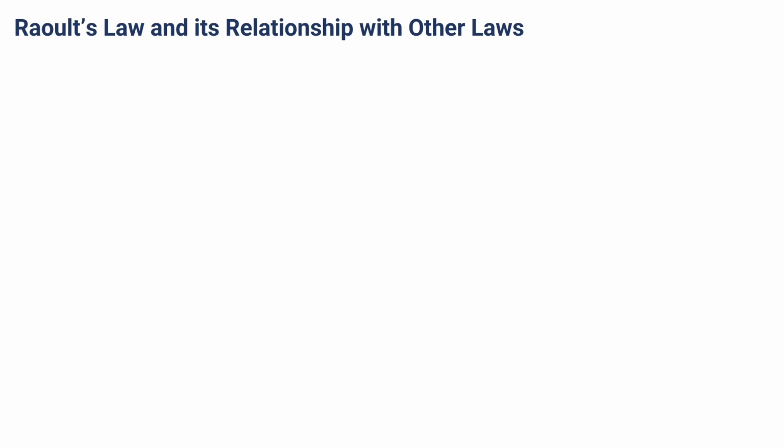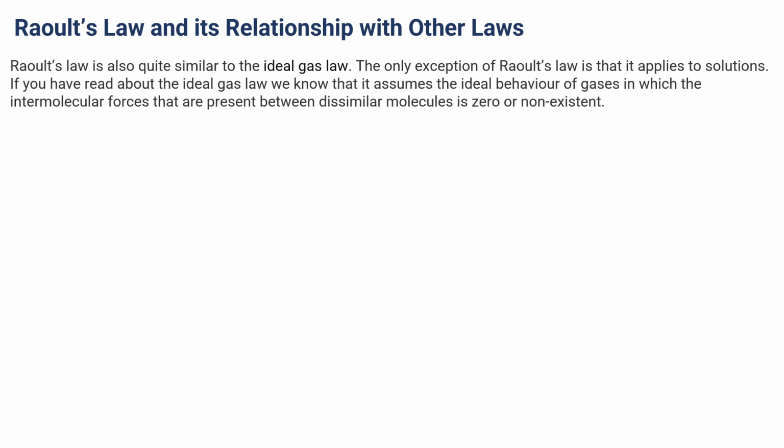So Raoult's law states that the partial pressure of component A is directly proportional to the mole fraction of component A in the mixture of volatile solvents. Thus, we can say that Raoult's law is also quite similar to the ideal gas law. That is, the ideal gas law is PV is equal to nRT. The only exception is that Raoult's law applies to solutions. If you have read about the ideal gas law, we know that it assumes the ideal behavior of gases, which means the intermolecular forces between dissimilar molecules are zero or non-existent.